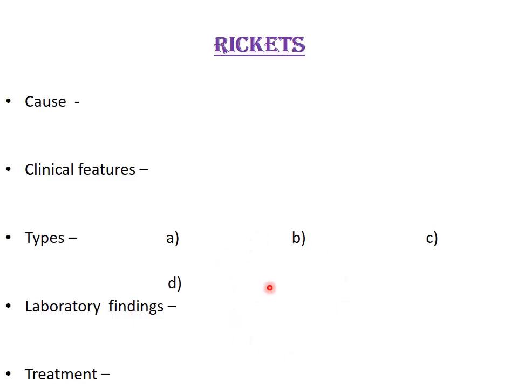Then finally we are having renal rickets. Maybe some kidney disorders are there due to which the active form of vitamin D is not present. So thereby what happens? It results in rickets. The laboratory findings I already mentioned before. Along with the clinical symptoms, you have to keep an eye.